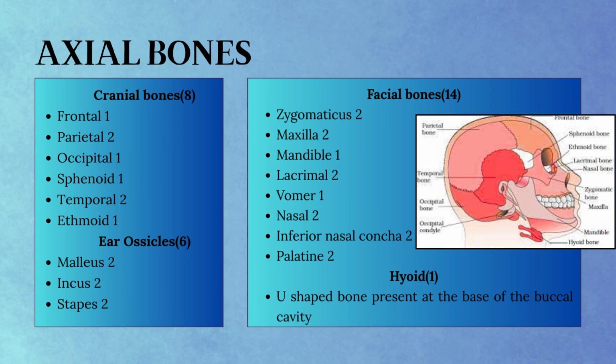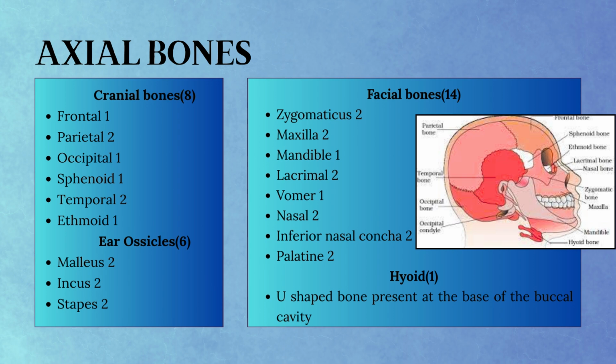Cranial bones, 8: frontal 1, parietal 2, occipital 1, sphenoid 1, temporal 2, ethmoid 1. Ear ossicles, 6: malleus 2, incus 2, stapes 2. Facial bones, 14: zygomatic 2, maxilla 2, mandible 1, lacrimal 2, vomer 1, nasal 2, inferior nasal concha 2, palatine 2. Hyoid 1. It is a U-shaped bone present at the base of the buccal cavity.